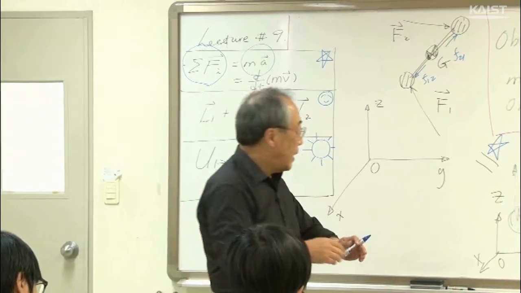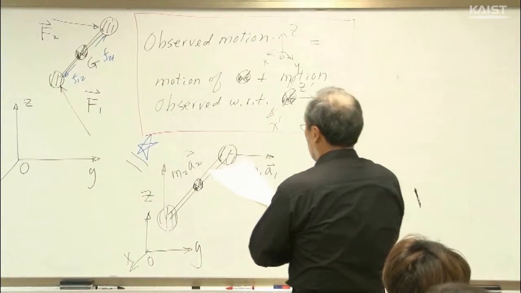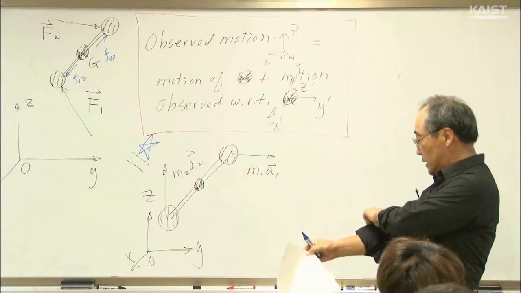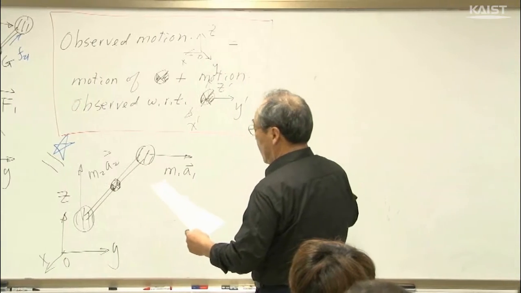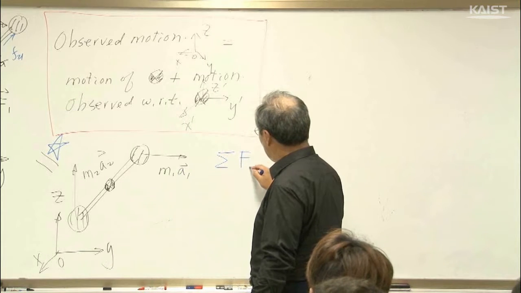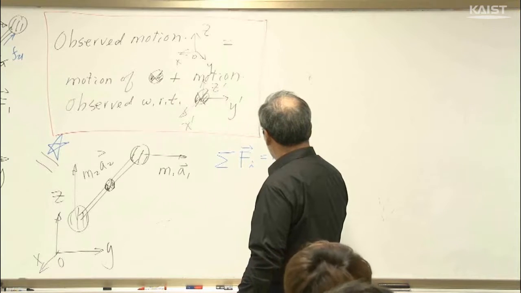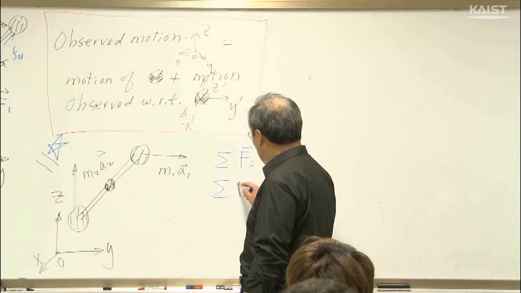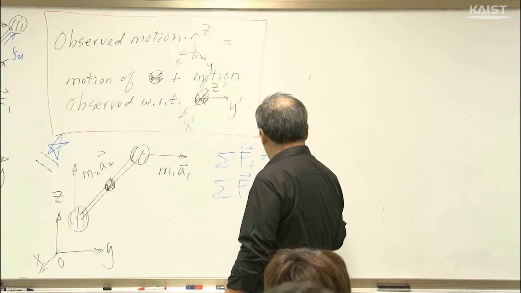Okay. Now, next, we learn that from this picture we can say all the resultant force will be M1A1, or the resultant force acting on the mass 2 has to be M2A2.